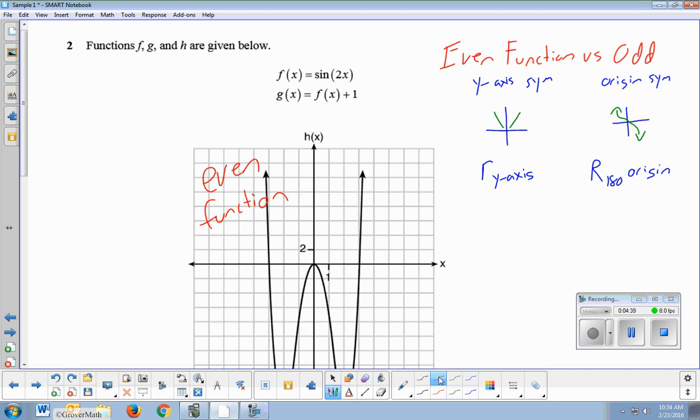So let me use red there. Let's draw a little sketch here. So f of x equals sine 2x. The 2 in there just has to do with the frequency of the waves, but really that's not even relevant here. So it looks like this. There's your sine function, and this is an odd function. And so f of x is odd.